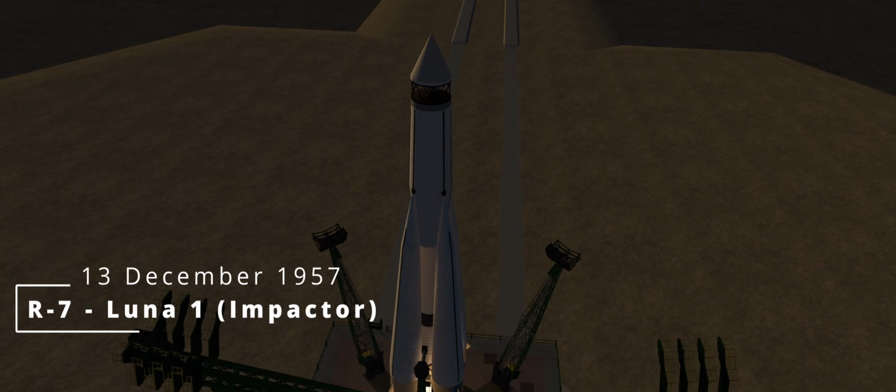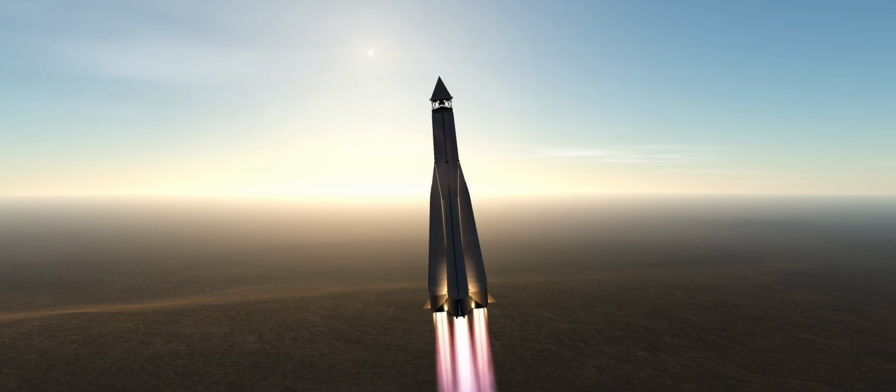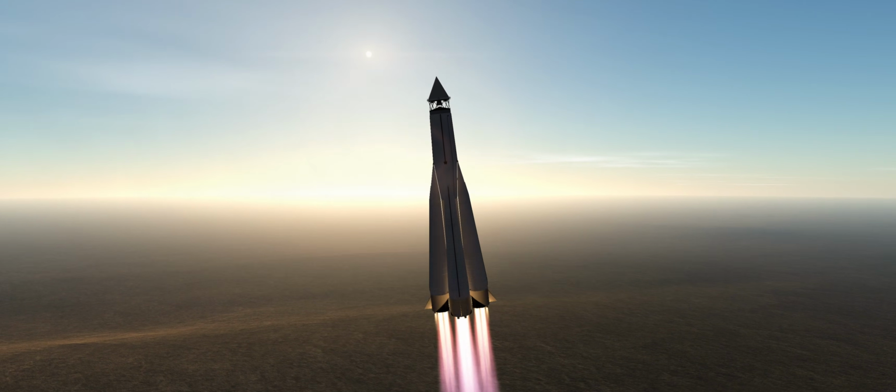December 13, Luna 1 lifts off from the pad. We have lucked out with the transfer window during the daytime, so we will get some nice shots during the launch.